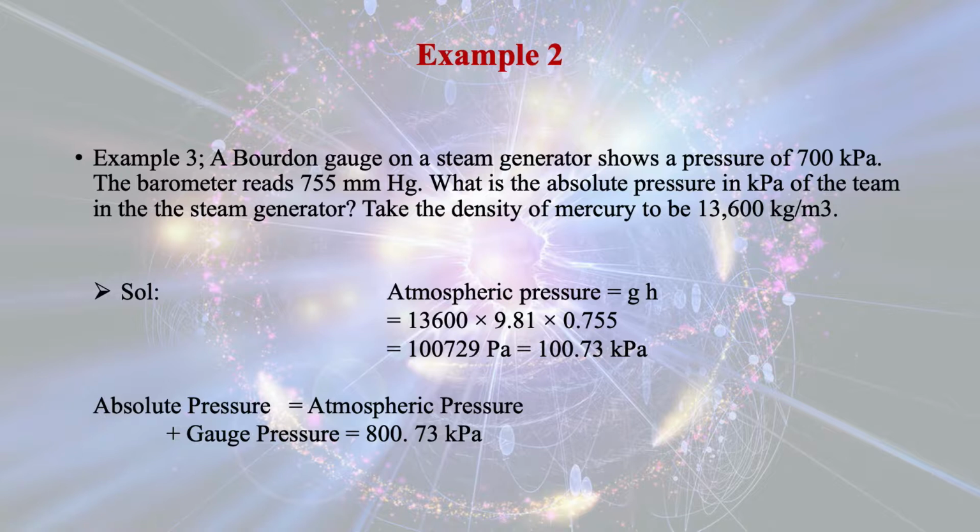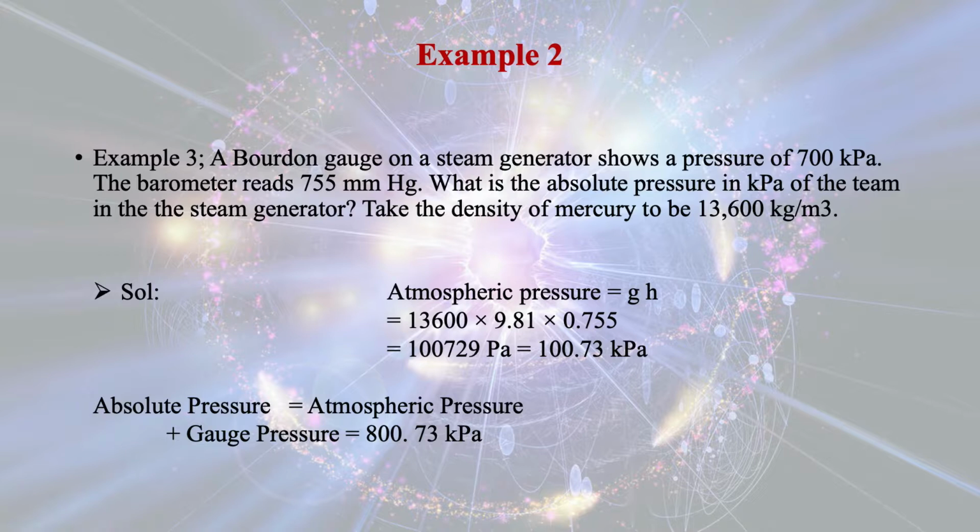Now the next example is a gauge on a steam generator. It shows a pressure of 700 kilopascal. The barometer reads 755 millimeter Hg. What is the absolute pressure in kilopascal of the steam in the steam generator? Take the density of mercury to be 13,600 kg per meter cube.